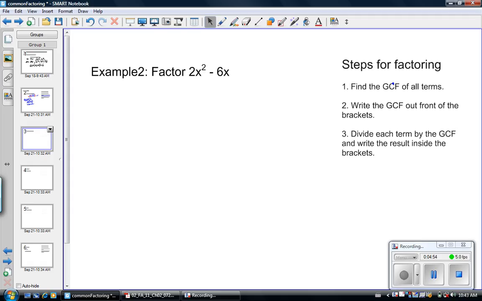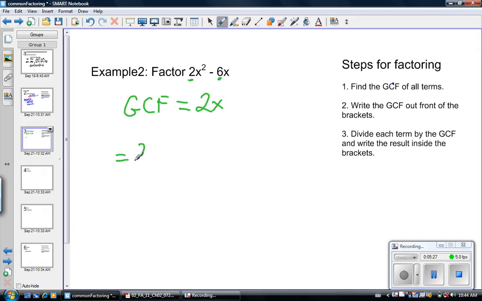So for our steps, we first find the greatest common factor. We've got 2 and 6 as numbers, but we also have x's in each term, so there are common factors of x in each of the terms, and there are 2 terms. The greatest common factor between the numbers is 2, and the greatest common factor between the x's is just 1 copy of x. So the greatest common factor is going to be 2x.